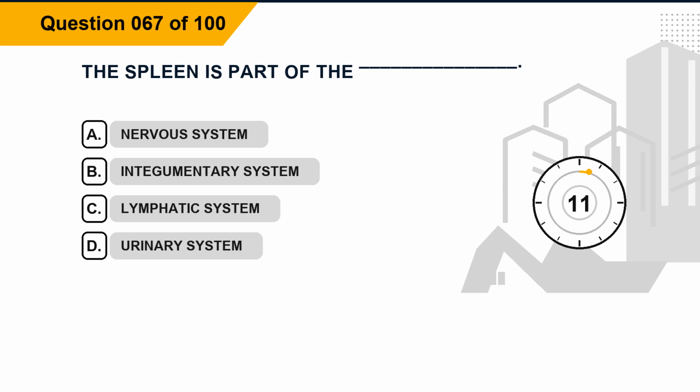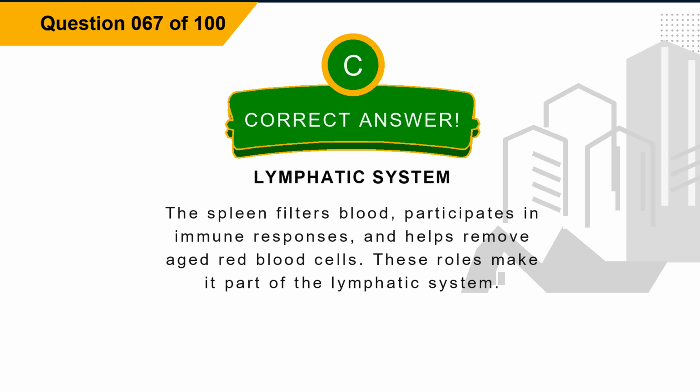Question 67. The spleen is part of the blank. Option A, nervous system. Option B, integumentary system. Option C, lymphatic system. Option D, urinary system. The correct answer is option C, lymphatic system. Explanation. The spleen filters blood, participates in immune responses, and helps remove aged red blood cells. These roles make it part of the lymphatic system.